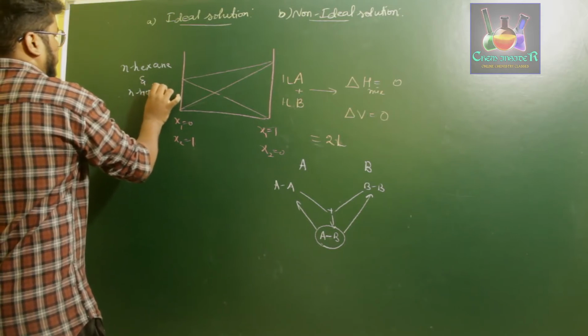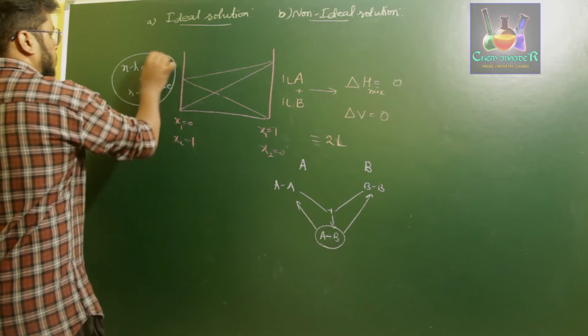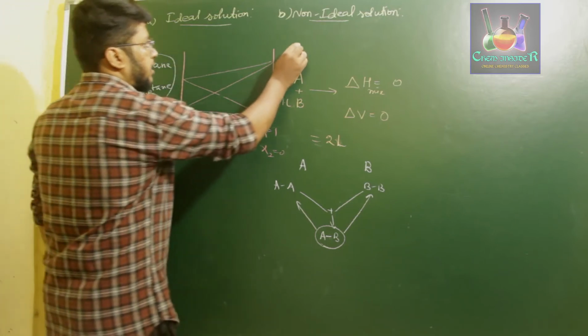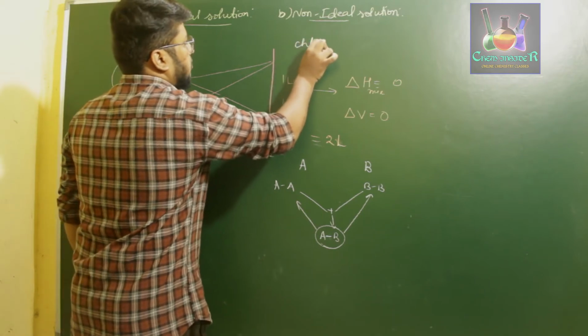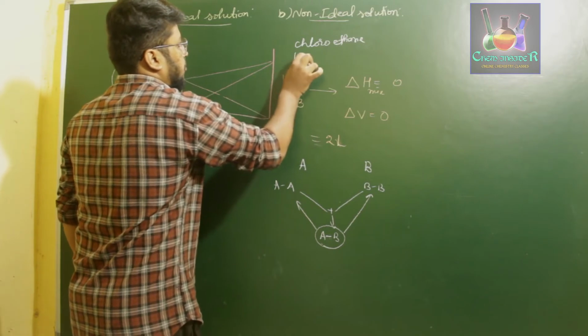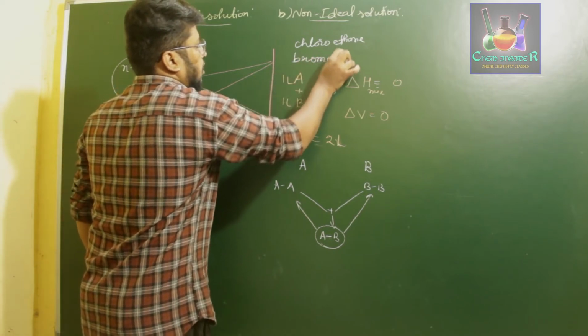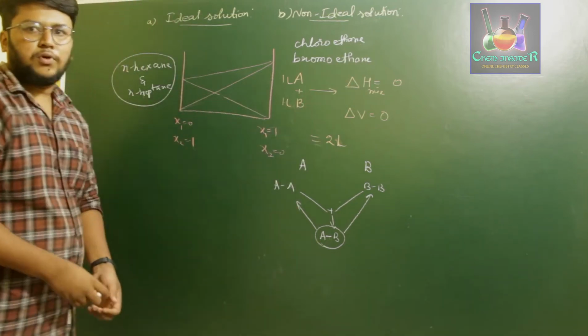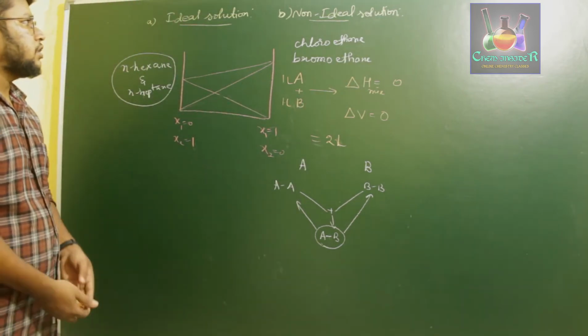N-hexane and N-heptane are a type of ideal solution. And we have one more example: chloroethane and bromoethane are one more type of ideal solutions. Okay, so this is about ideal solution.